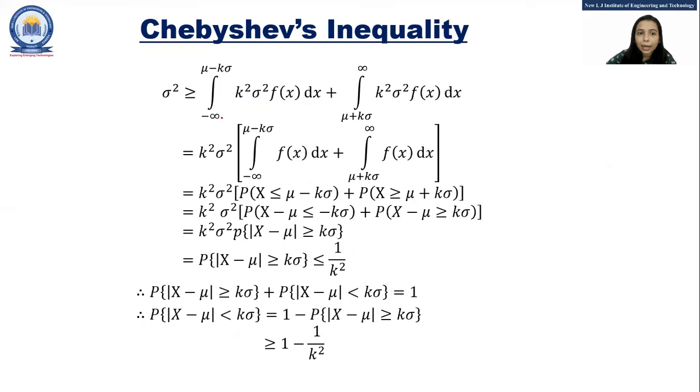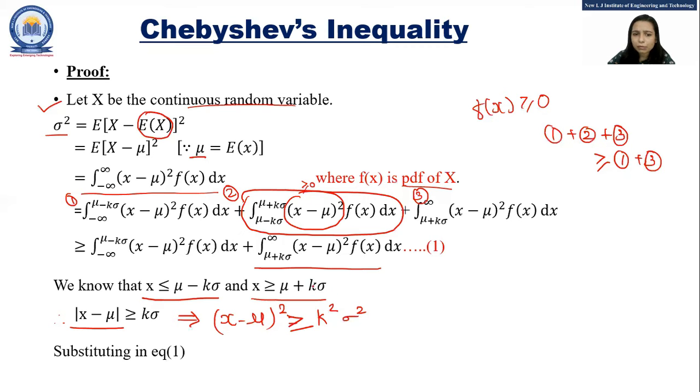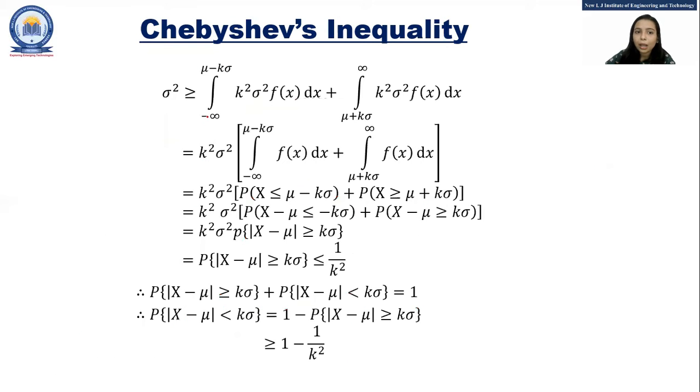So the integration from minus infinity to mu minus k sigma of k square sigma square f of x dx plus the integration from mu plus k sigma to infinity of k square sigma square f of x dx. We have simply put this value in equation number 1. Now k square sigma square becomes common, because k is a constant and sigma square is also a constant value.